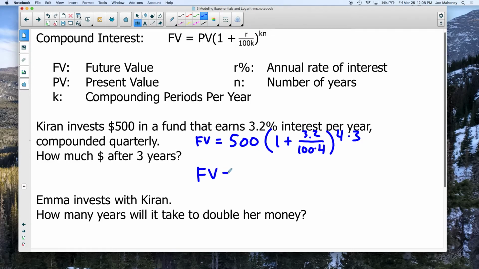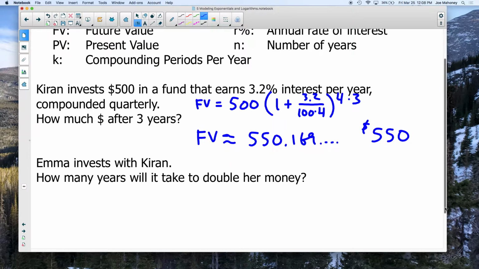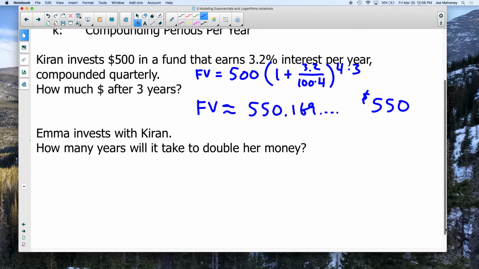So when we do that, I think we got our calculators to give us about 550.169 or so. So what if we say he makes about $550? He's made $50 in 3 years. Not too bad. So Emma hears about this and she goes, this is great. I'm going to invest with Kieran. So how many years is it going to take Emma to double her money?